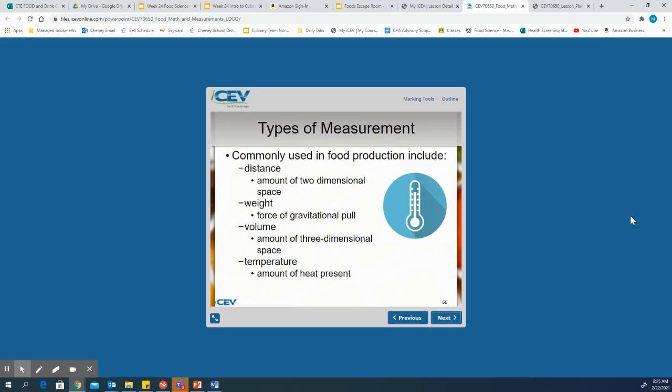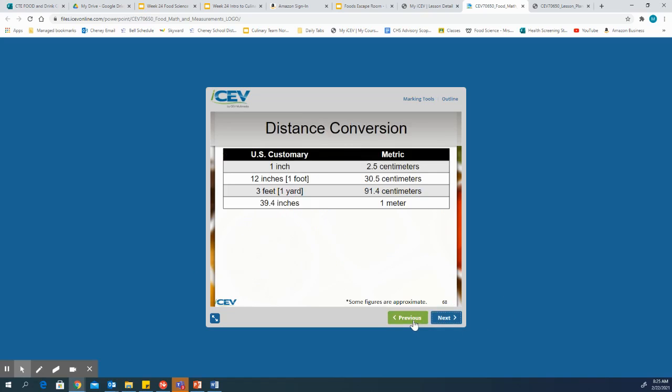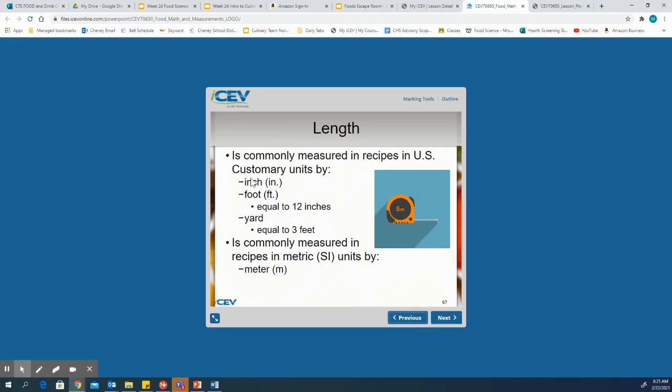So other types of measurements that you're going to see in food production can include distance, weight, volume, and temperature. So when we're talking about length, we are usually talking about inch, foot, and yard in the US. In the metric system, it is commonly measured in meters. So for length, for example, it'll say, cut your zucchini into 1/2 inch rounds.